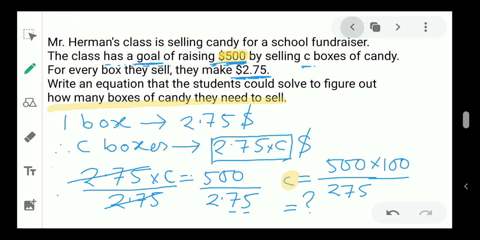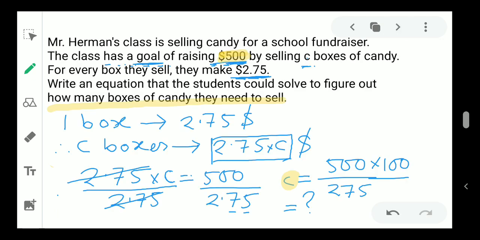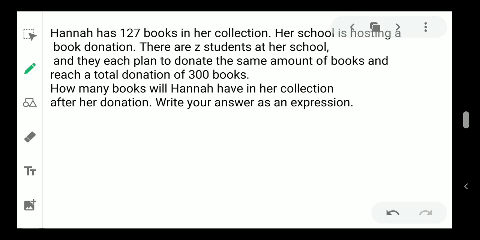So these two maths are almost the same, right? Here I don't have to find out P, but in this case I have to find out C. Okay. The next question.